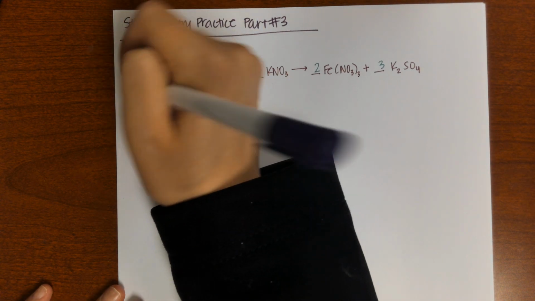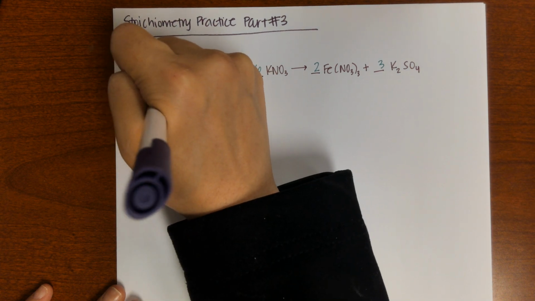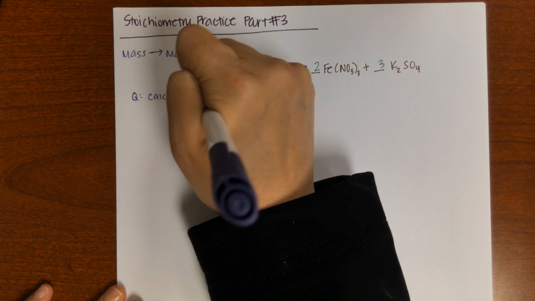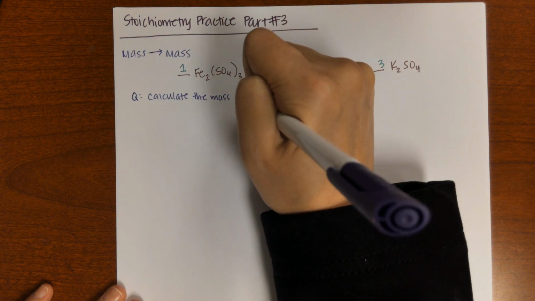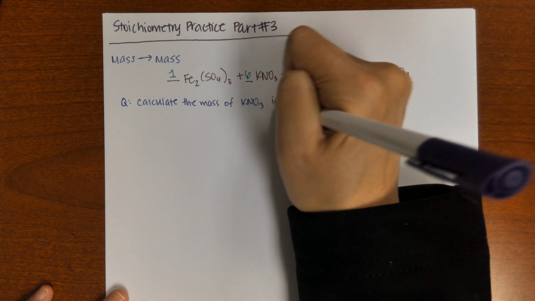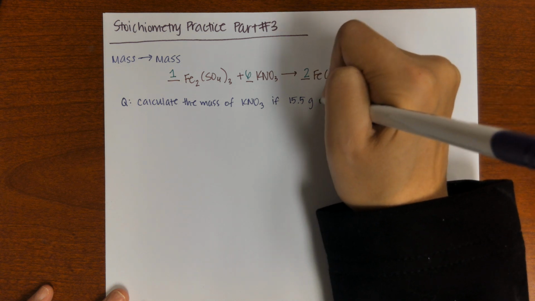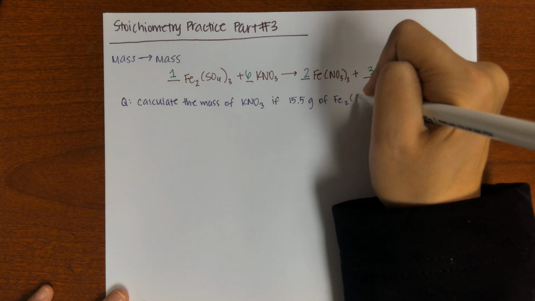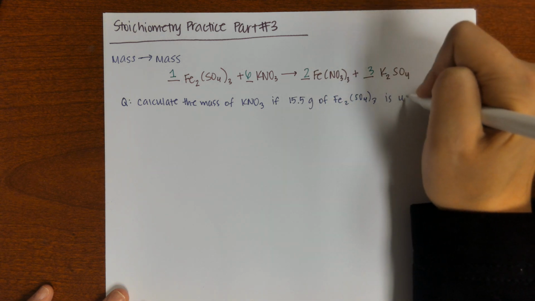So let's say I give you an example: calculate the mass of, let's say, potassium nitrate if 15.5 grams of iron 3 sulfate, Fe2(SO4)3, is used.